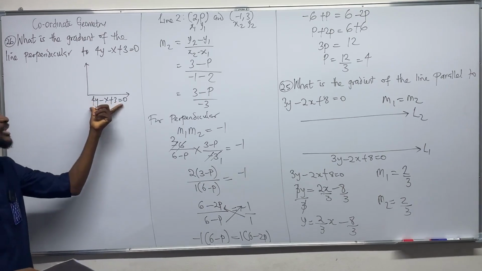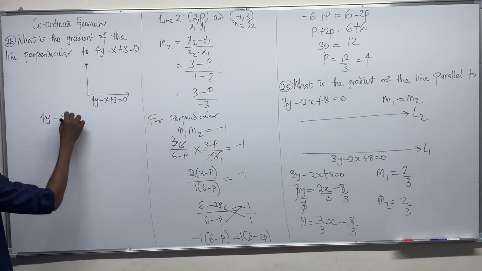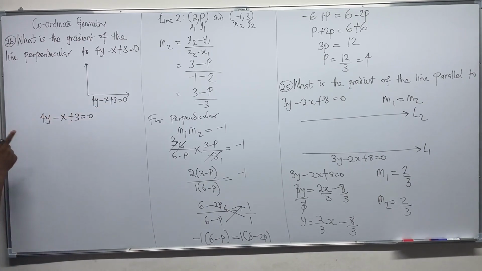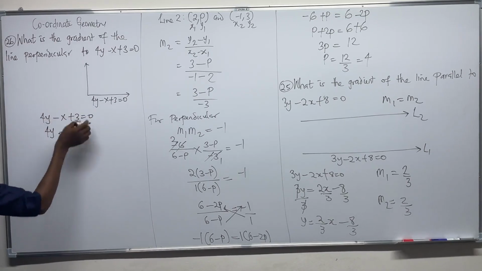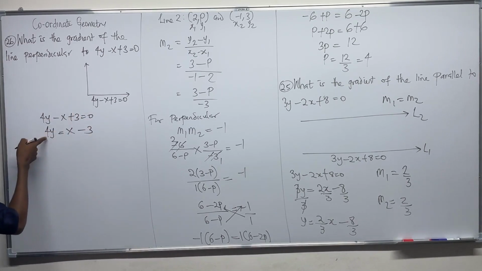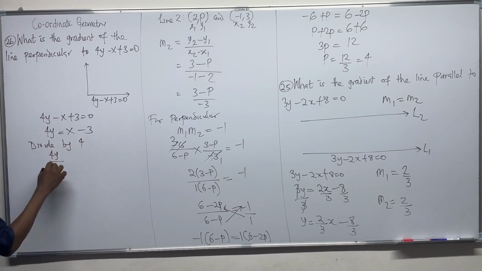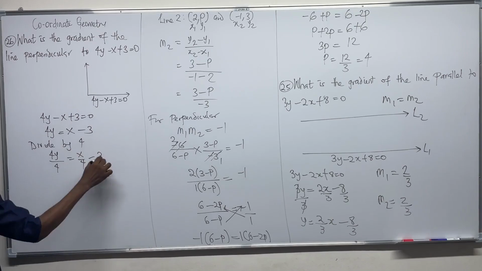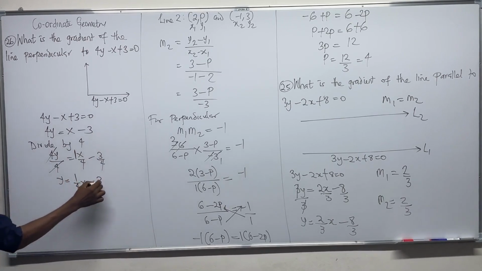First of all, let us find the gradient of this line: 4y minus x plus 3 equal to 0. Can I move the minus x over? Yes, it becomes ordinary x. And the plus 3 becomes minus 3. Now remember, to make y stand alone, you need to divide every single thing by 4. So 4y divided by 4 equals x over 4 minus 3 over 4. The 4 goes away, so y equals 1 over 4 x minus 3 over 4.